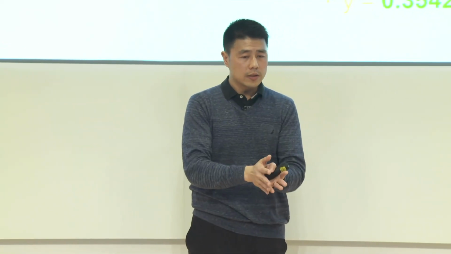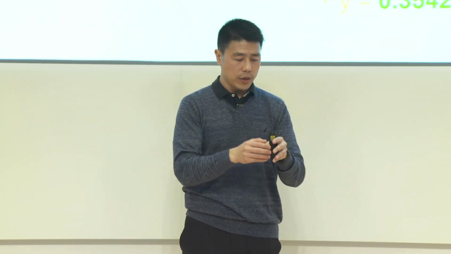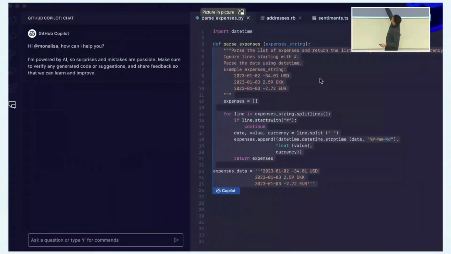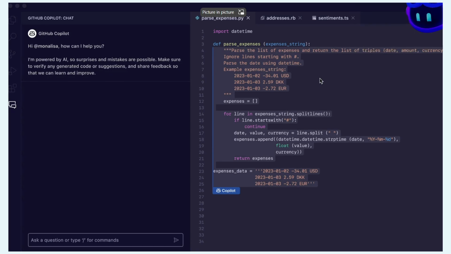So with something like GitHub Copilot, as you can see, I can now write things like, define a parse expenses function. And everything that's highlighted here was generated by Copilot, right? Because now I have a fine-tuned model that can generate Python code in this example.